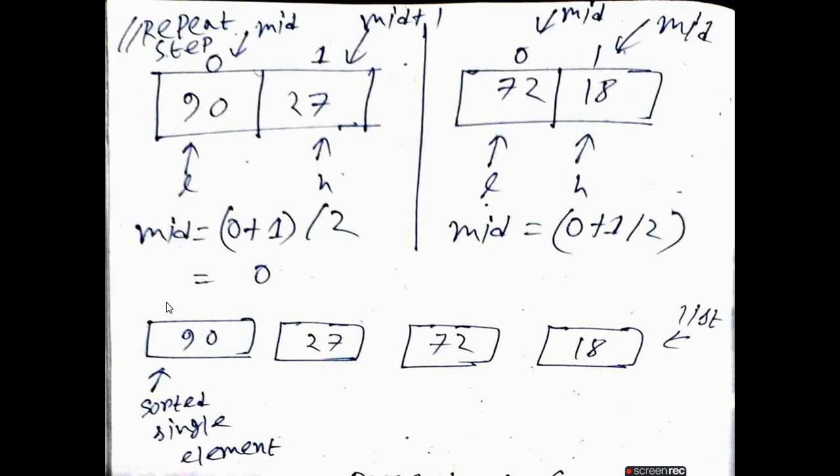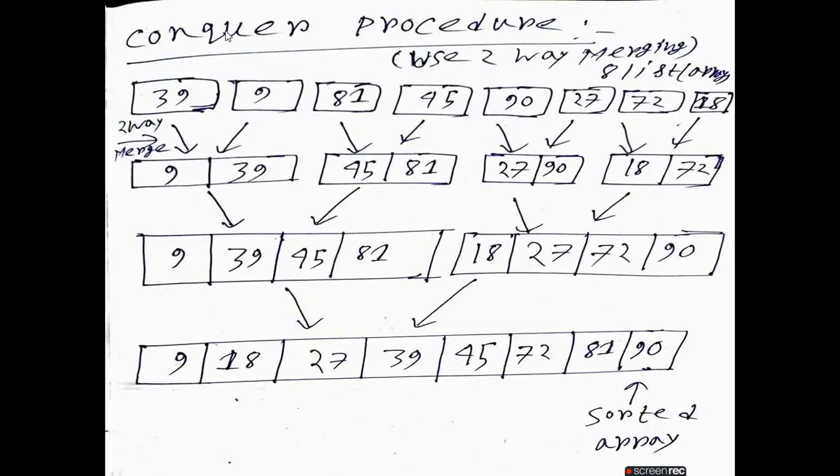So it stops here. What is the stopping condition? I told you that we divide and divide the large array into sub-arrays. When you have got just one element, stop. Now this is the conquer procedure, which means combine: how to combine these sorted arrays into the final result. It's a combination.